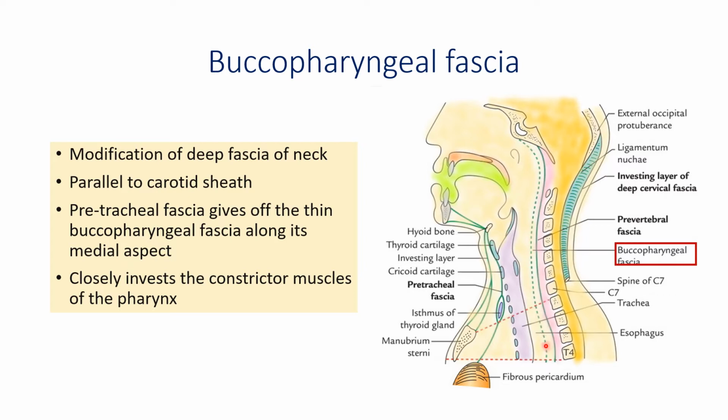And the other two layers of the deep cervical fascia are the general investing layer and the pretracheal layer. So you can see the anterior aspect, this is the general investing layer. And the other layer is the pretracheal layer in front of the trachea. This pretracheal layer gives off this thin buccopharyngeal fascia along its medial aspect. And the buccopharyngeal fascia, as we have learned from the previous discussion, closely invests the constrictor muscles of the pharynx.